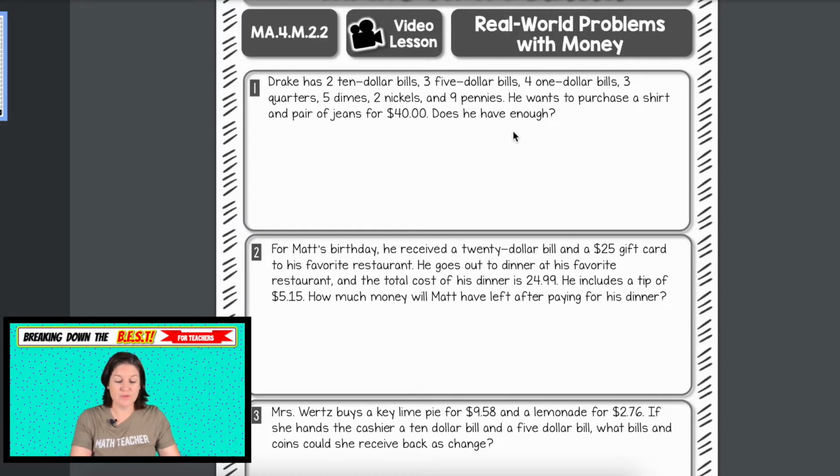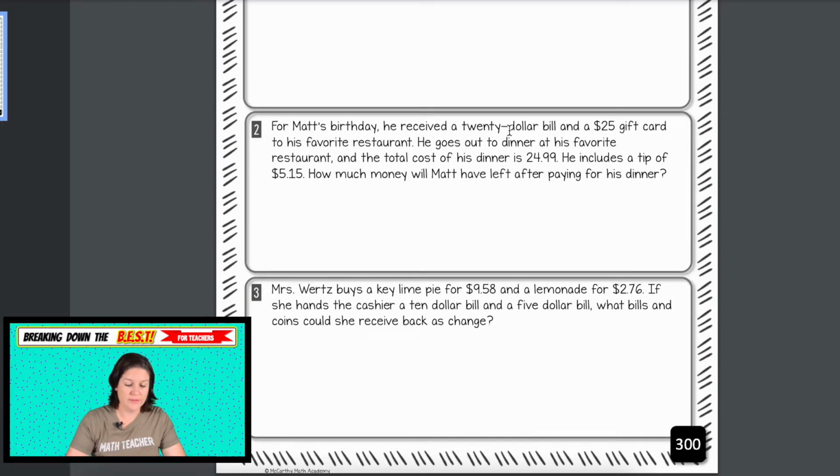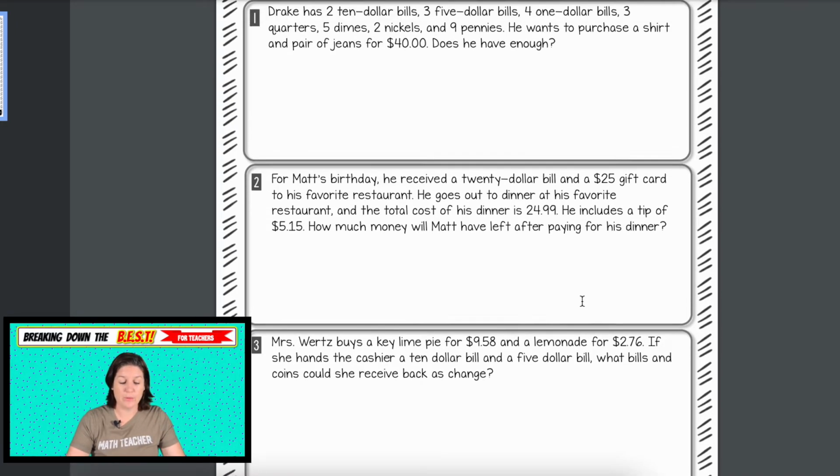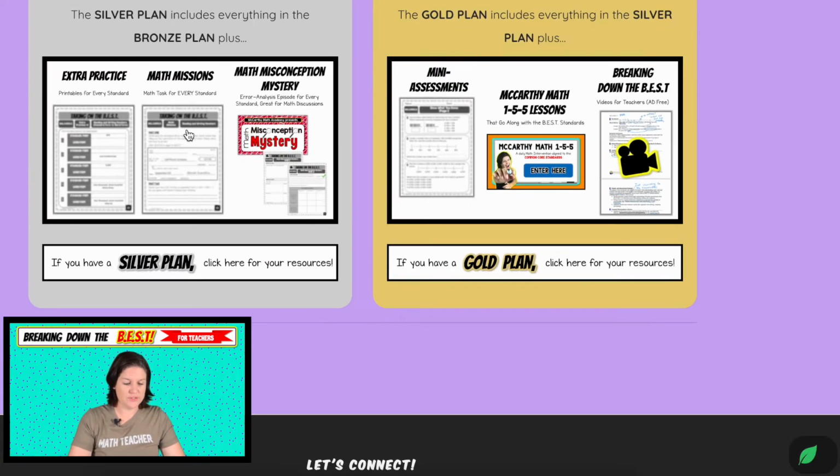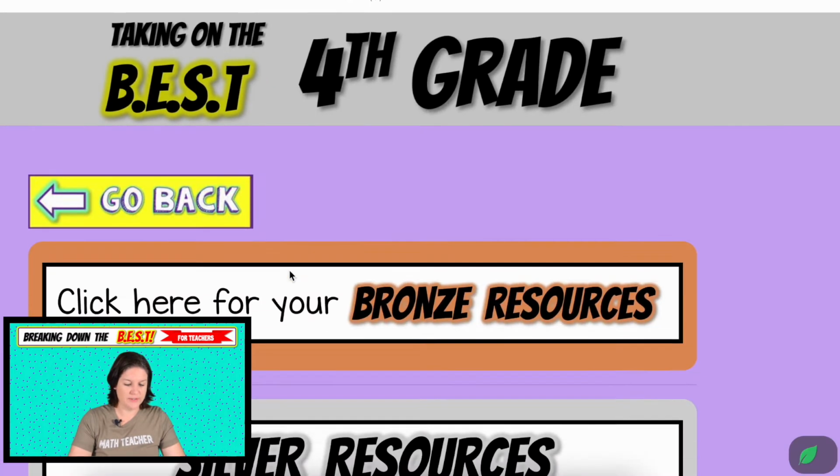Does he have enough? So first we would need to add all of those amounts and then subtract it from 40 to see if he has enough, or compare it to 40. Here we have a gift card that we're adding together and subtracting and then seeing how much money we have left. And same thing here with a question that says, what bills and coins could she receive back as change? I love that because it's not just saying what would the change be, but what bills and coins. So finding the bills and the coins that could be represented here. So we really need to make sure that we're practicing multiple reads with these problems to make sense of them and draw it out if we need to, breaking it down, and that's what we do in the video lessons.